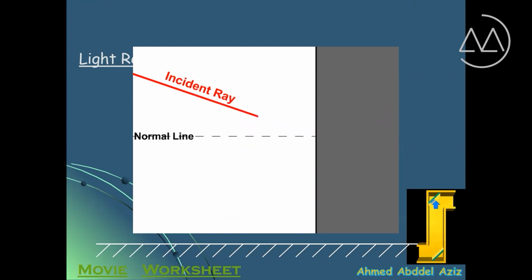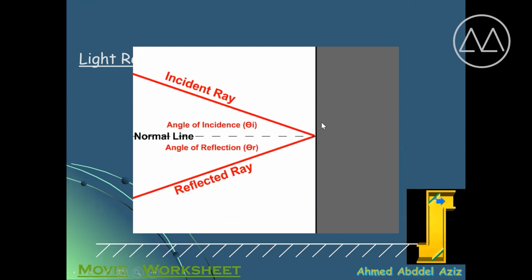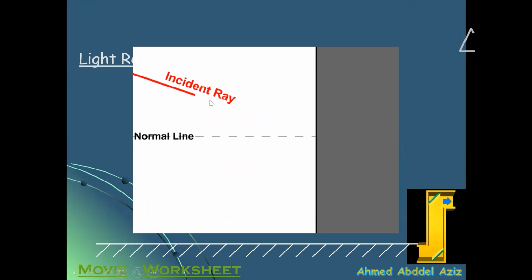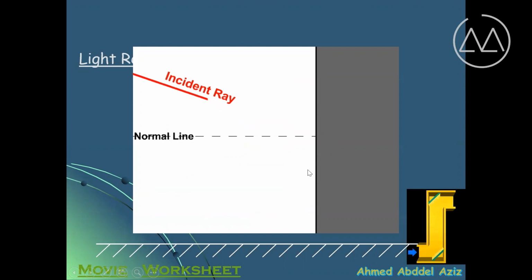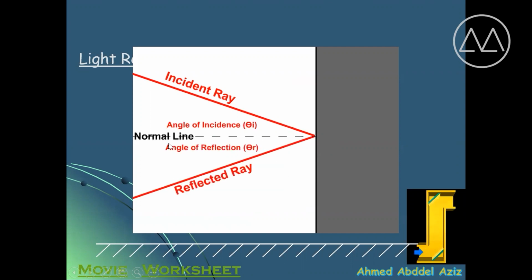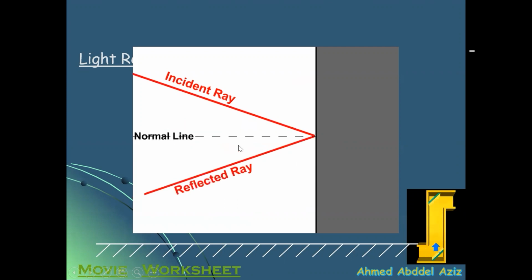Let's talk about the law of reflection. As we mentioned before, we have an incident ray, here we call it the incident light ray, and we have a reflecting surface, for instance, a mirror. We first have to draw an imaginary line perpendicular to the reflecting surface. This imaginary line is called the normal line.